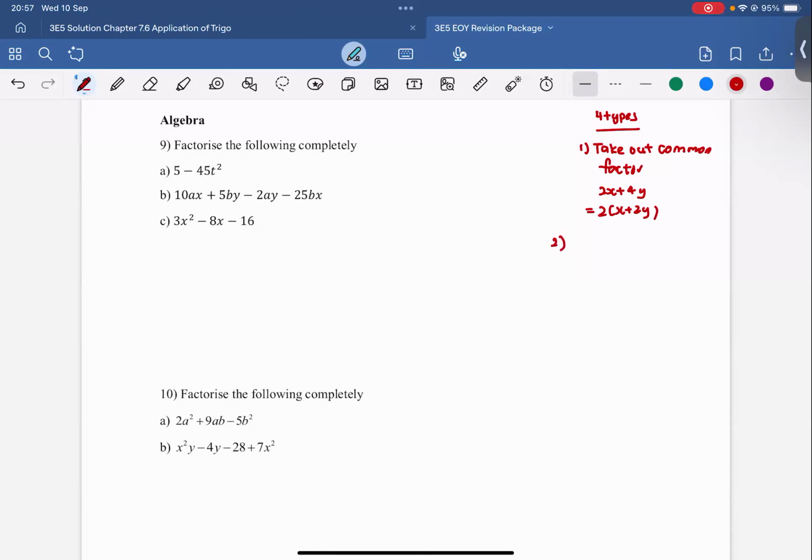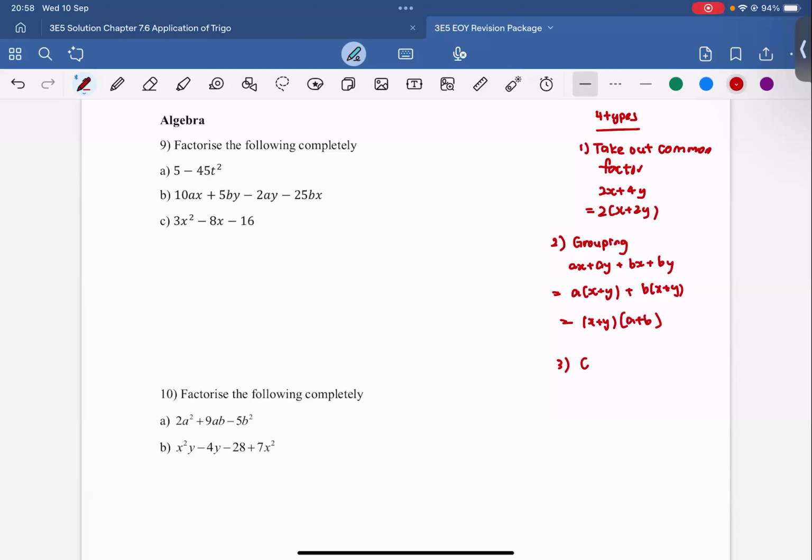Second kind of factorization, grouping: ax plus ay plus bx plus by. Okay, we group them up. I group the first two and take out a, x plus y. I take out b, x plus y. And you realize that I can take out x plus y again because it's common. Then I am left with a plus b.